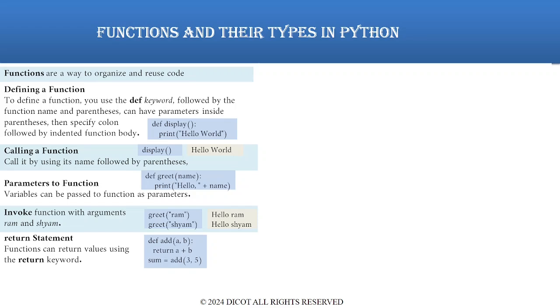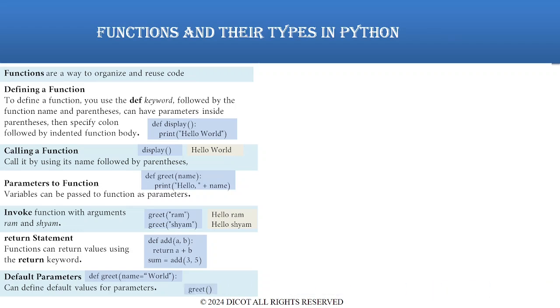Default parameters. You can define default values for parameters. If you call the function without providing those parameters, the default values will be used. Let's consider the function greet from second example. If greet function is invoked without any arguments, then call looks like this. Greet. In such situation, when we don't specify an argument, the function can have a default value to one or more arguments. The function definition for greet will look something like this. Here, world is the default name. Def greet name equals world.